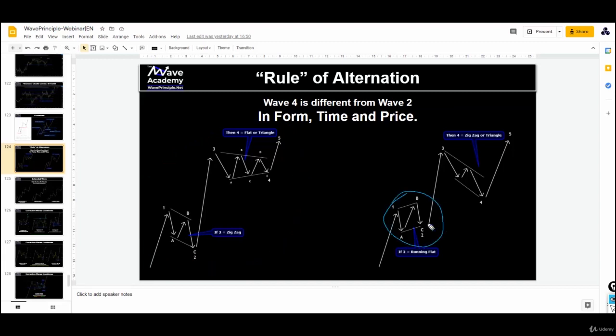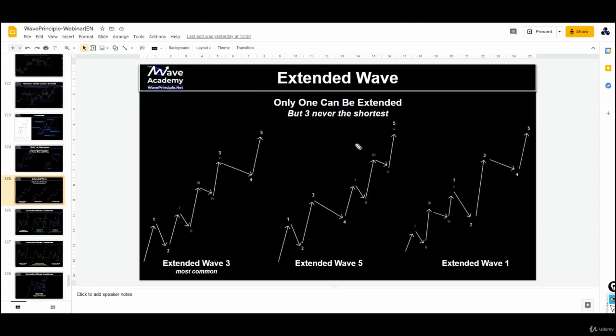If you get a running flat, for example, you're not going to get here another flat, but a zigzag or a triangle. And this is really important because alternation works also inside W, X, Y, and the triple combination pattern that we are going to see in another video. But it's also important to see that you cannot find two of them together. It has to alternate. About extension of wave, only one of them can be extended.